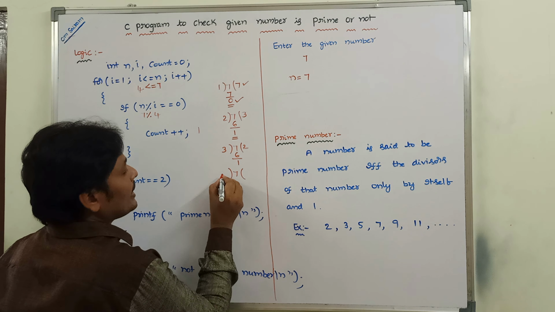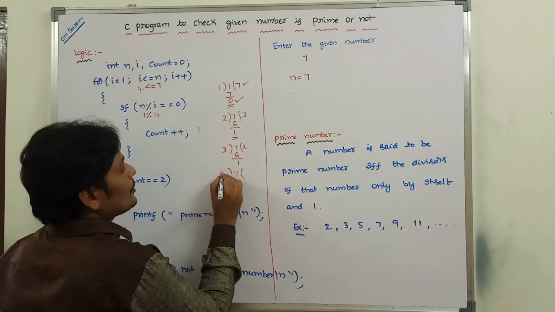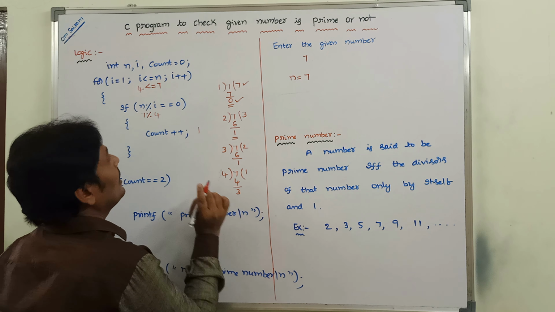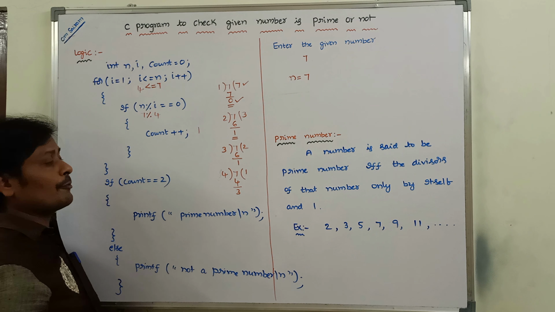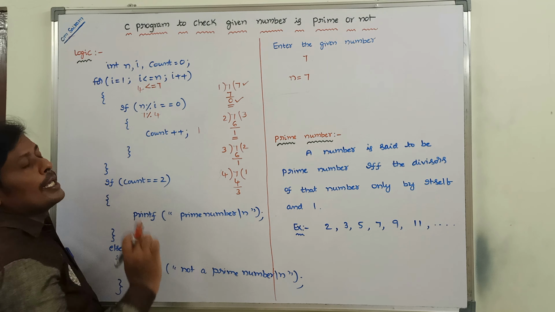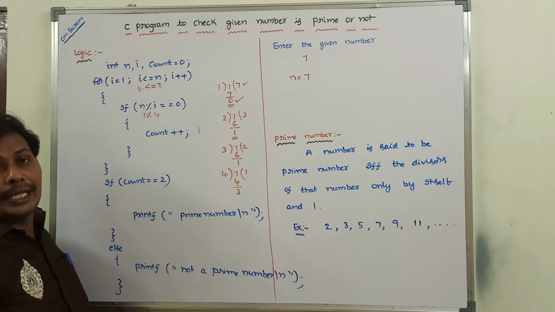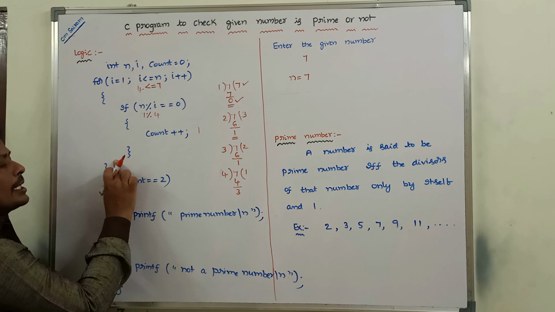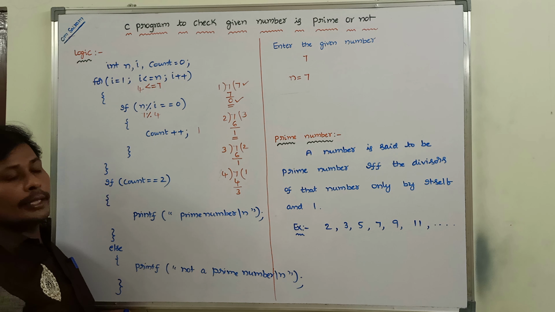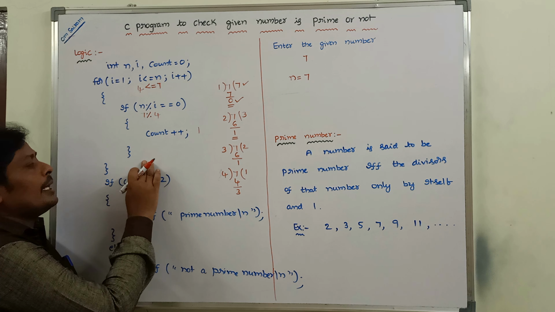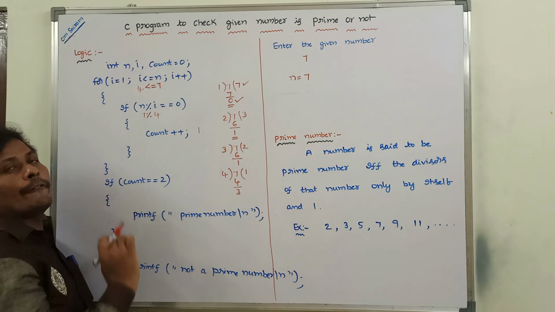Let's take 7 and divide it by 4. So 4 ones are 4, remainder 3. Okay, so 7 modulus operator 4 equal to 3. But here the condition is 7 modulus operator 4 equal to 0. So condition false. If the condition is false, the control goes to the next statement after the if block. There are no statements there. Again control goes to the for loop.